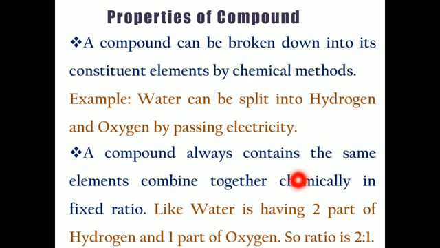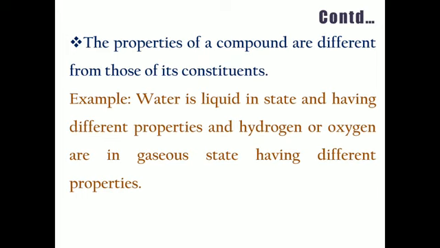That is, like in the case of water, it is 2:1. One more property about the compound is that the property of a compound is different from those of its constituents. So if we say water, water is H2O, that means hydrogen and oxygen. If we consider the property of water, it is a liquid, so the property is different, whereas hydrogen is a gas and oxygen is also a gas.